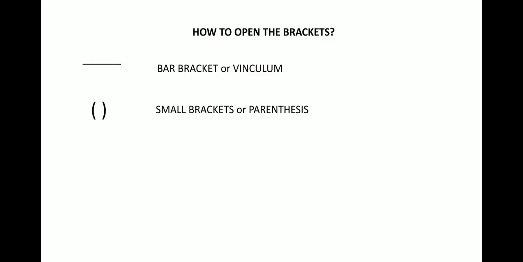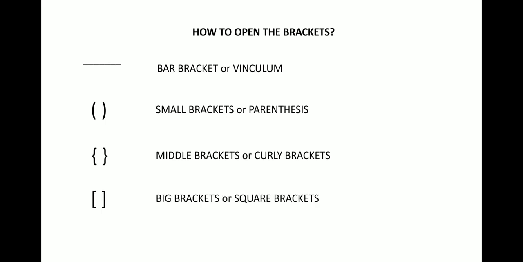The next step will be, if there is any, to simplify the terms inside the middle bracket or curly brackets, and then you can open the curly brackets. Outside this bracket, if there is any other bracket, that should be the big brackets or square brackets. Then we simplify the terms inside these square brackets, and then we can open this bracket, and that is supposed to be the last bracket found in the given expression.